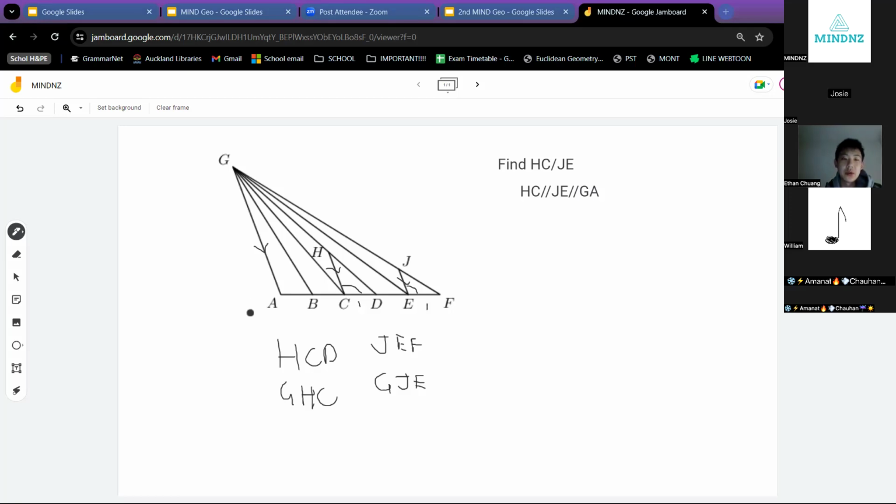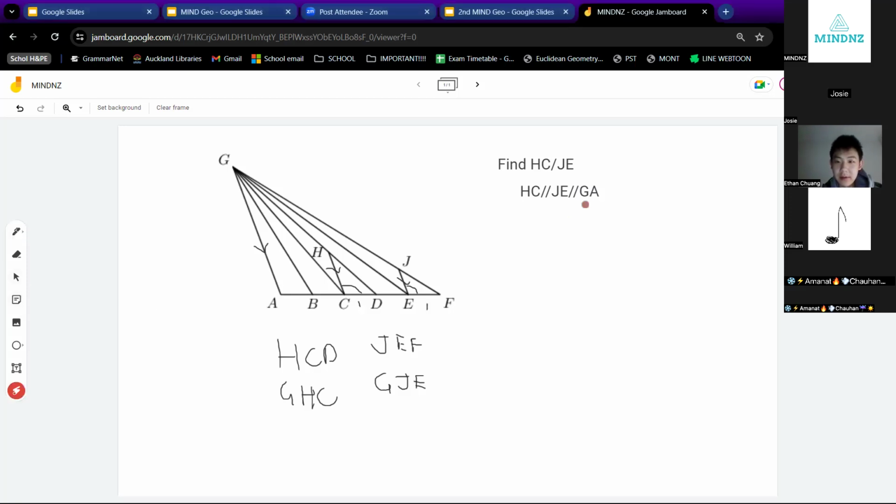All right, so we're given that HC is parallel to JE is parallel to GA, right? They've given us that it's parallel to GA for some reason, so we want to try to use GA. And then you might notice, if you look at triangle GAD, I'll draw it out without all these lines. It might make it easier to see, because the diagram has a lot of lines on it, so it might be a bit hard to see.